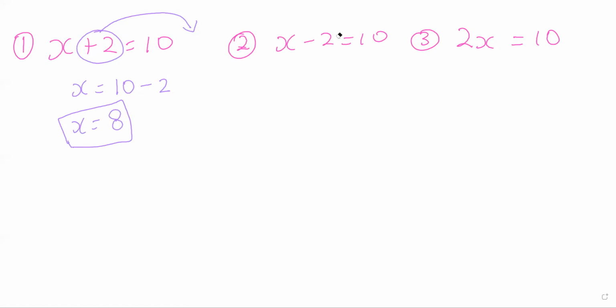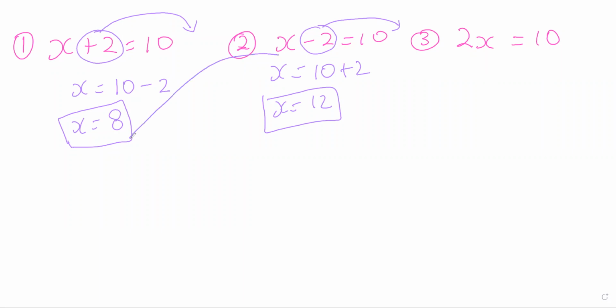The next one is x take away 2 equals 10. When a variable has a number subtracted from it, 2 is being subtracted from x. We're going to solve for x by doing the inverse of subtracting 2 on the other side of the equation. So the inverse of subtracting 2 is adding 2. So x equals 10 plus 2. x equals 12. 12 is the solution to the second equation, and it makes the statement true.